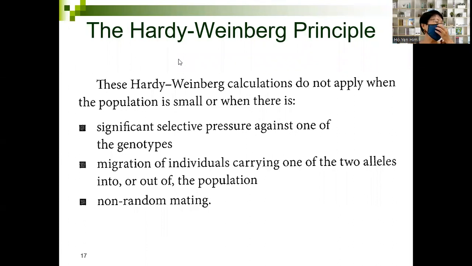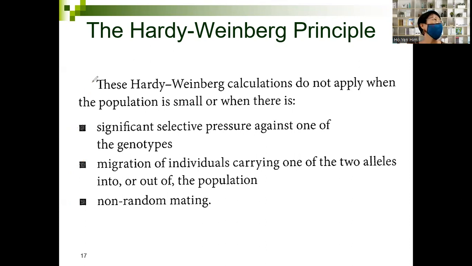Now we have already done Hardy-Weinberg calculations, but we need to know that these calculations do not apply when the population is very small. Remember just now there's a condition where it can be used. So when can it not be used? When the population is small, or when there is a selective pressure against one of the genotypes. So there's selection happening, we cannot use it. Migration also we cannot use it. Non-random mating cannot use. Everything that can cause a change in allele frequency, we cannot use it.